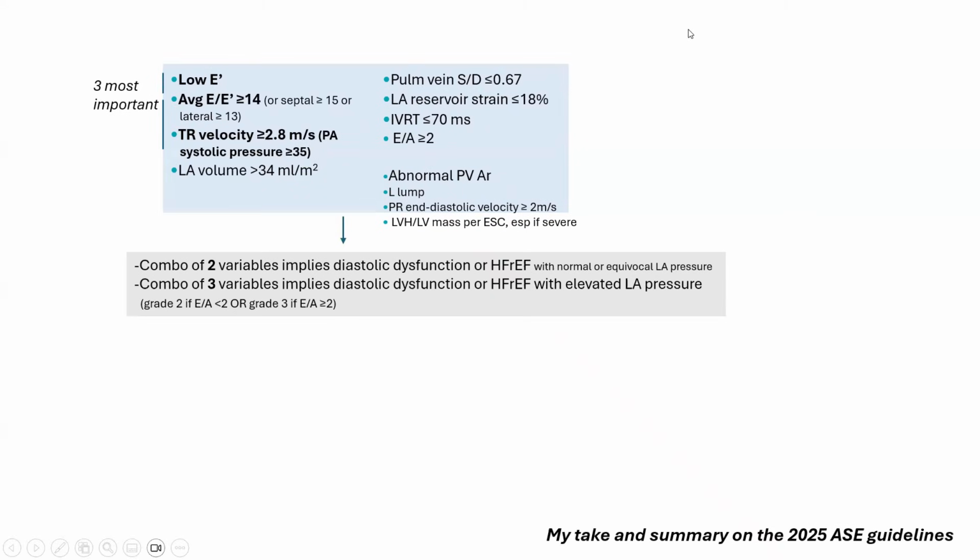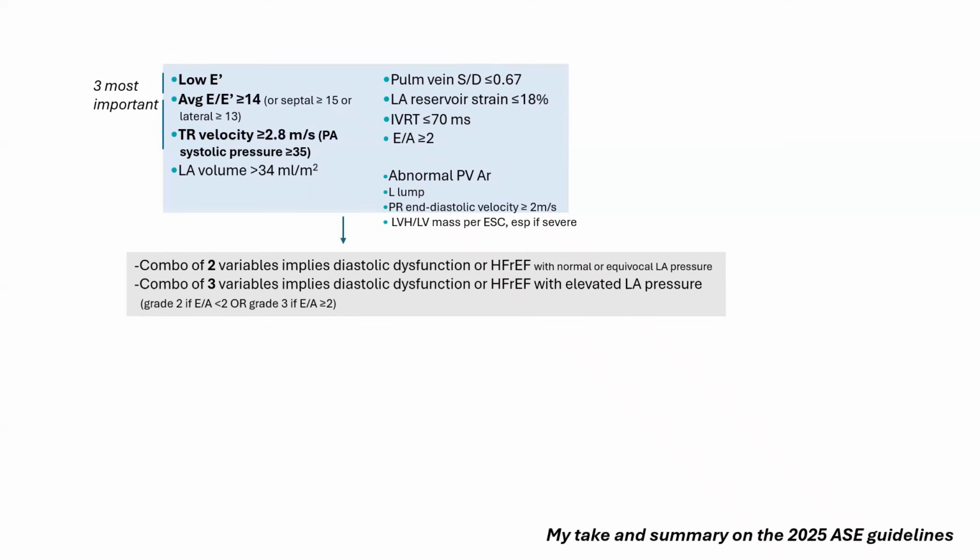So the 2025 ASE guidelines kept grossly the same spirit, but expanded the variables, and they grossly kept the same idea that a combination of 2 of those variables defines diastolic dysfunction with normal or equivocal LA pressure, whereas a combo of 3 variables implies diastolic dysfunction with elevated left atrial pressure.